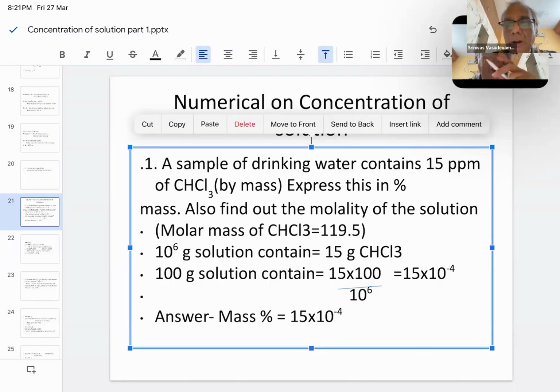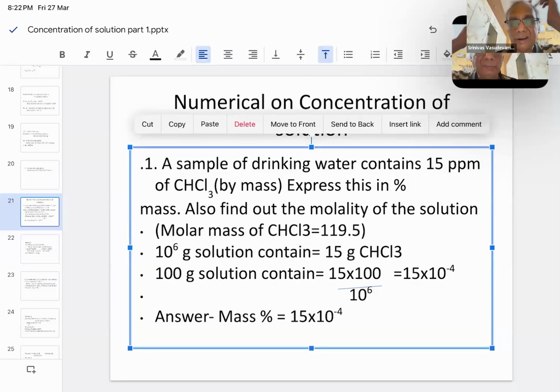A sample of drinking water contains 15 parts per million chloroform. Express this in percentage mass. See, 15 parts per million means 10 power 6 grams of solution contains 15 grams of chloroform. That is the meaning here. Now I want to find out how much chloroform is present in 100 grams of solution. That is the percentage mass.